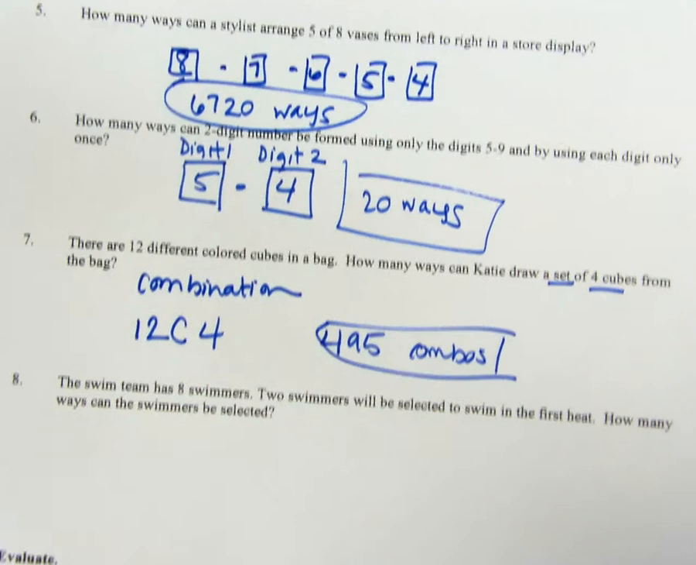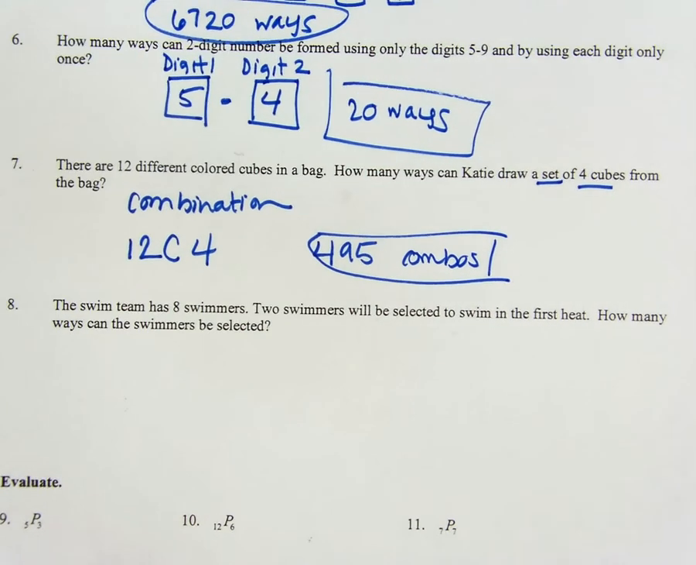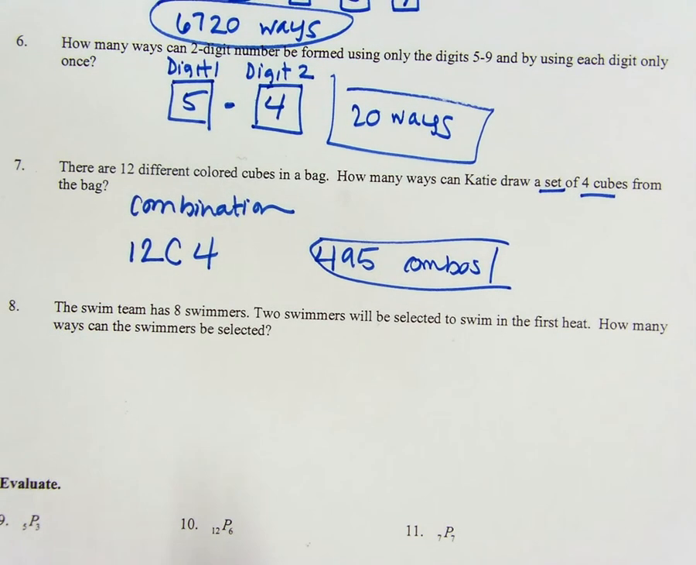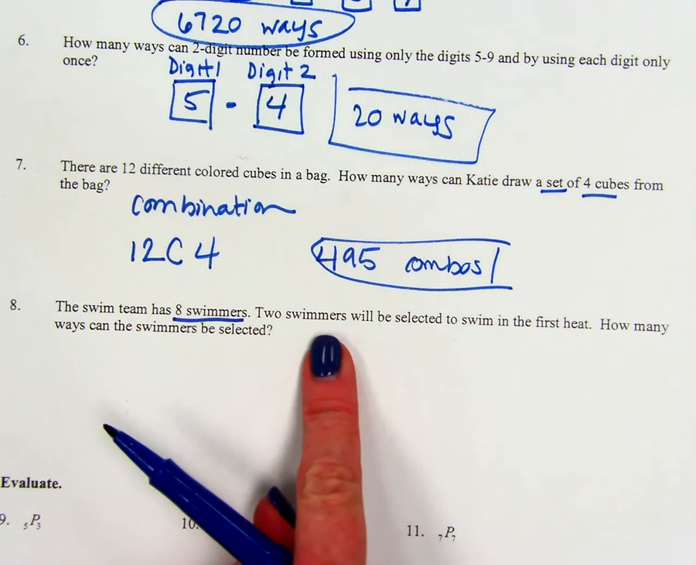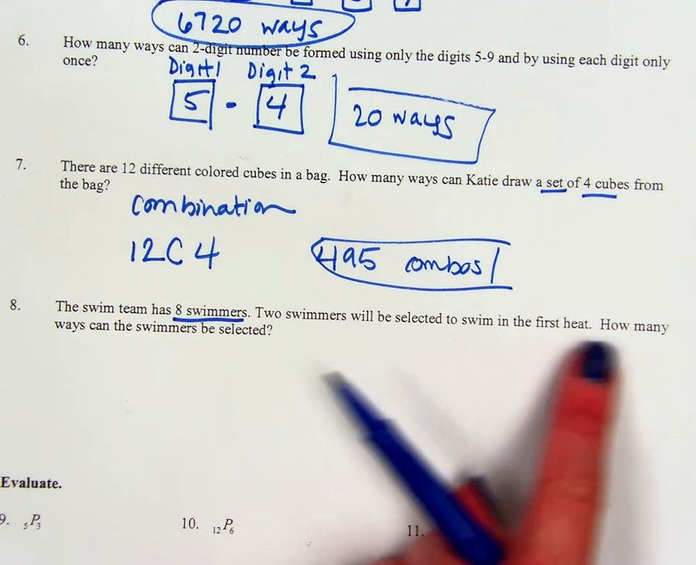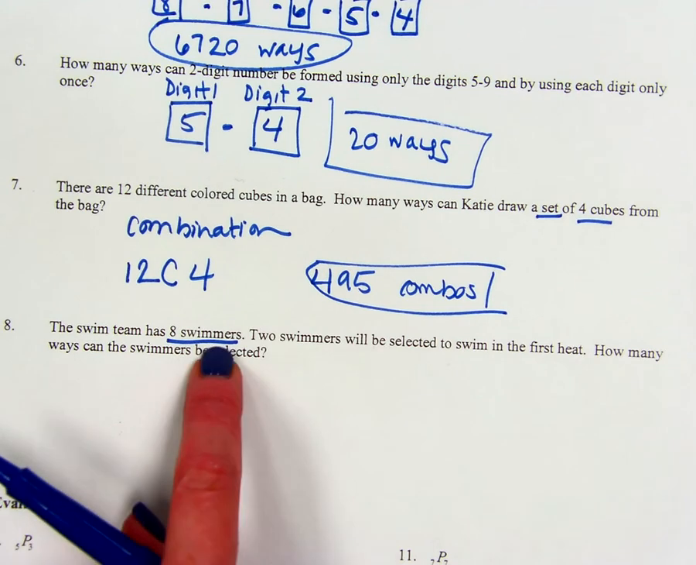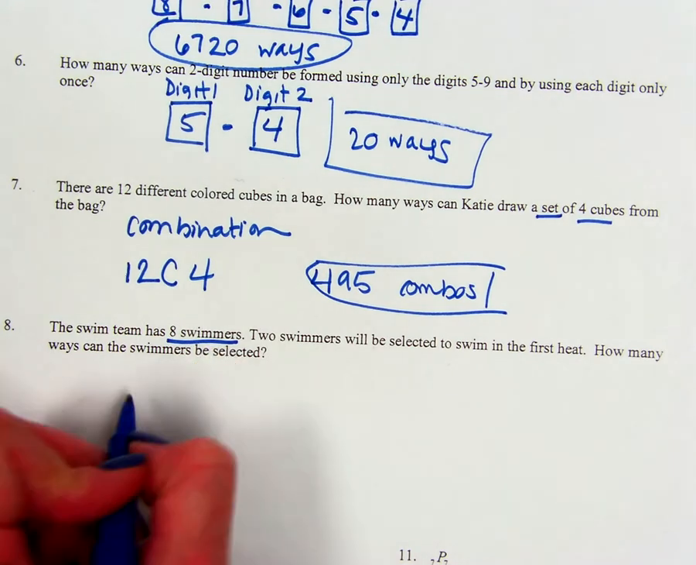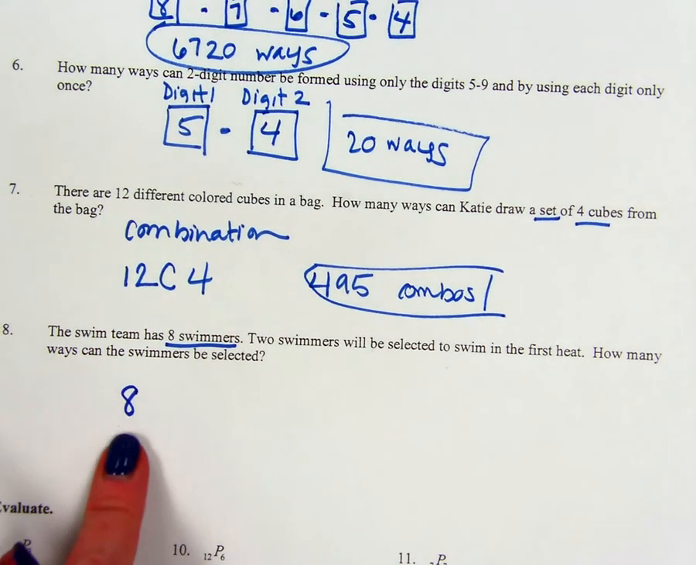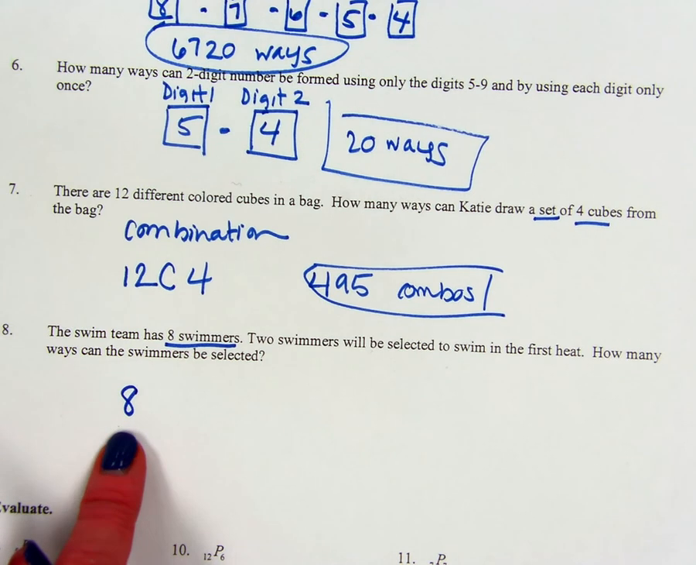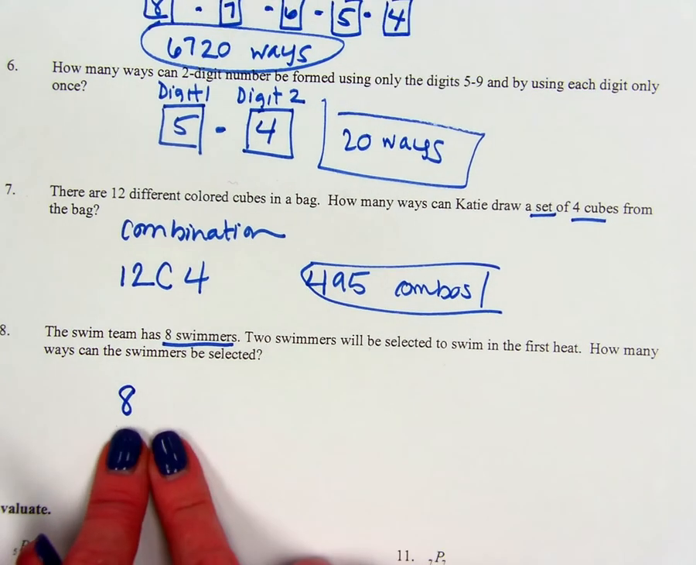And let's look at 8 as well. So it says the swim team has 8 swimmers. 2 swimmers will be selected to swim in the first heat. How many ways can the swimmers be selected? So I have 8 swimmers. So I'm going to start with my larger number. That's my total pool. I have 8 swimmers. Pool, no pun intended. Ha, ha, ha. All right, so 8 swimmers is how many I'm starting with.